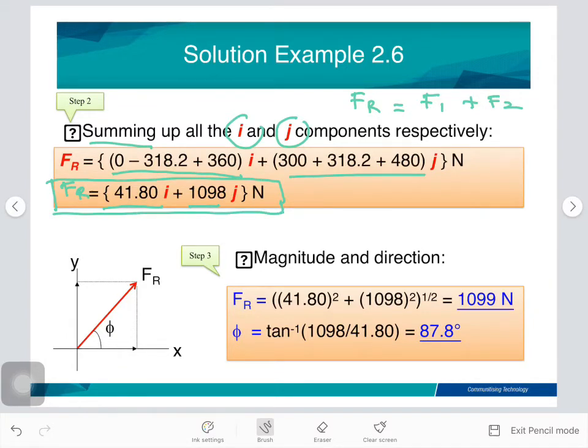Now we want to determine the magnitude. So the magnitude, you can have like this: 41.8 squared plus 1098 squared. You can get the resultant force magnitude is 1099 Newton, and the direction angle is FRY divided by FRX here. So the angle is 87.8 degrees, counterclockwise from this axis.